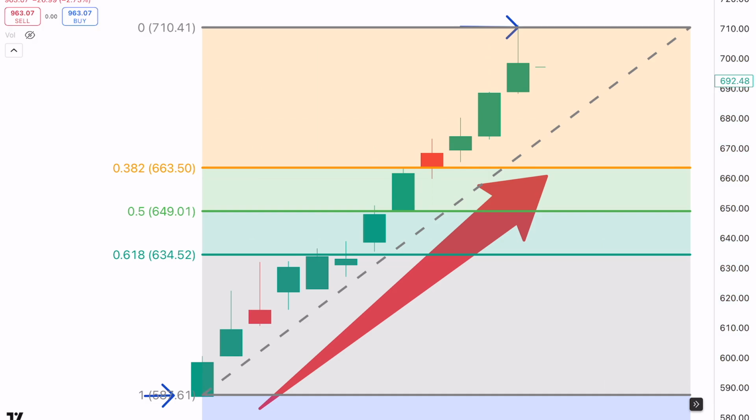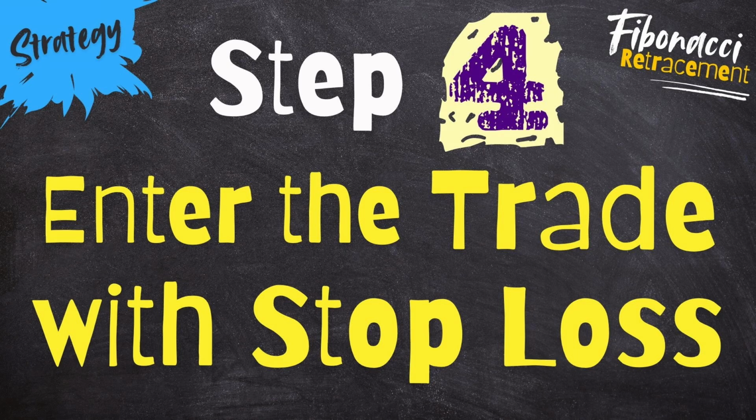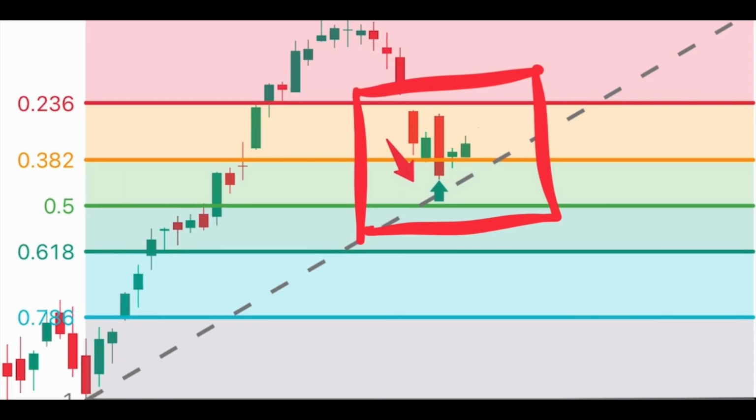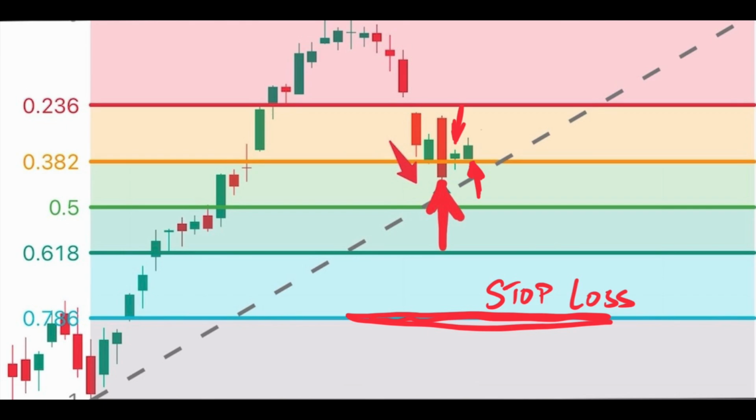Our final step is to set up the trade and place a stop loss order. We can set up the entry point once we notice that the trend is consolidating and at least one candle closes above the level following the candle that breaches the level. For the stop loss order, I use a stop loss one zone below the entry zone. Otherwise, it can also be set at our swing low.